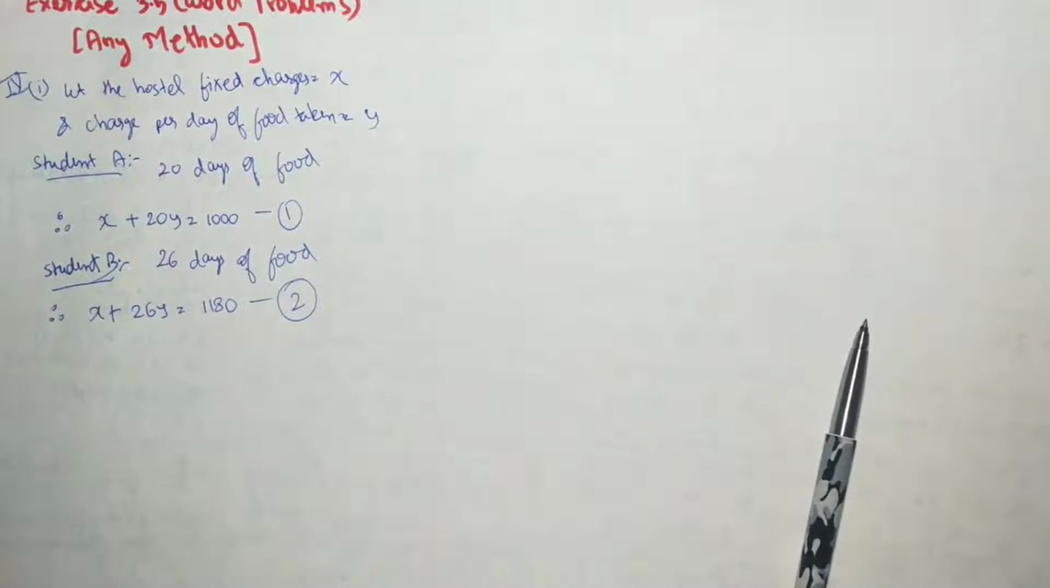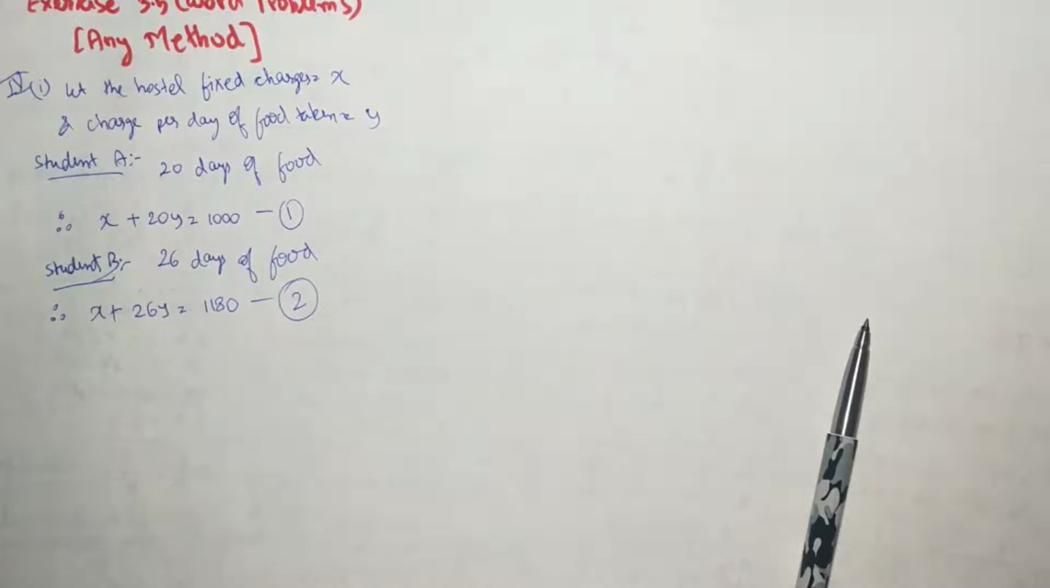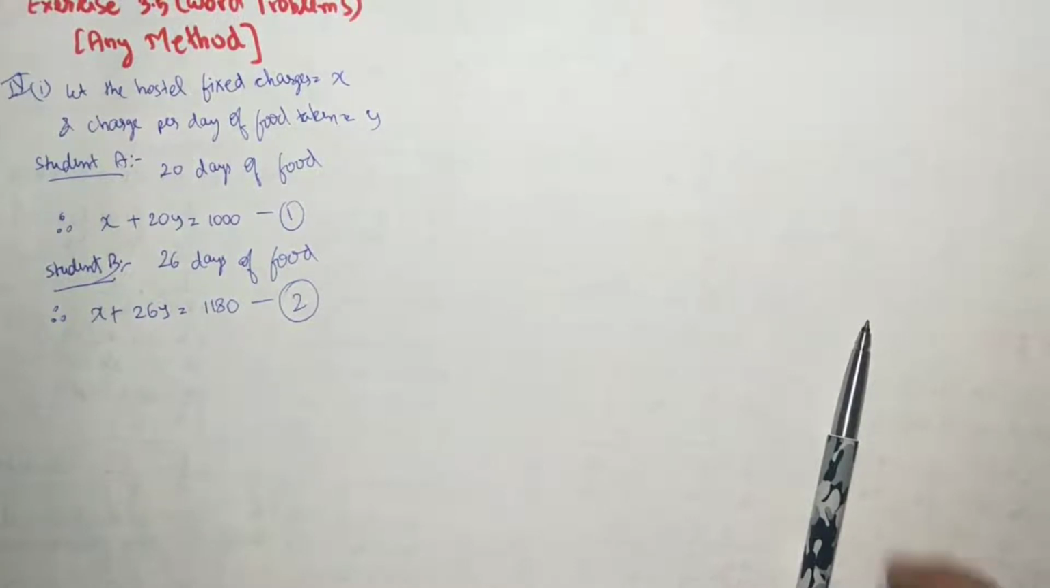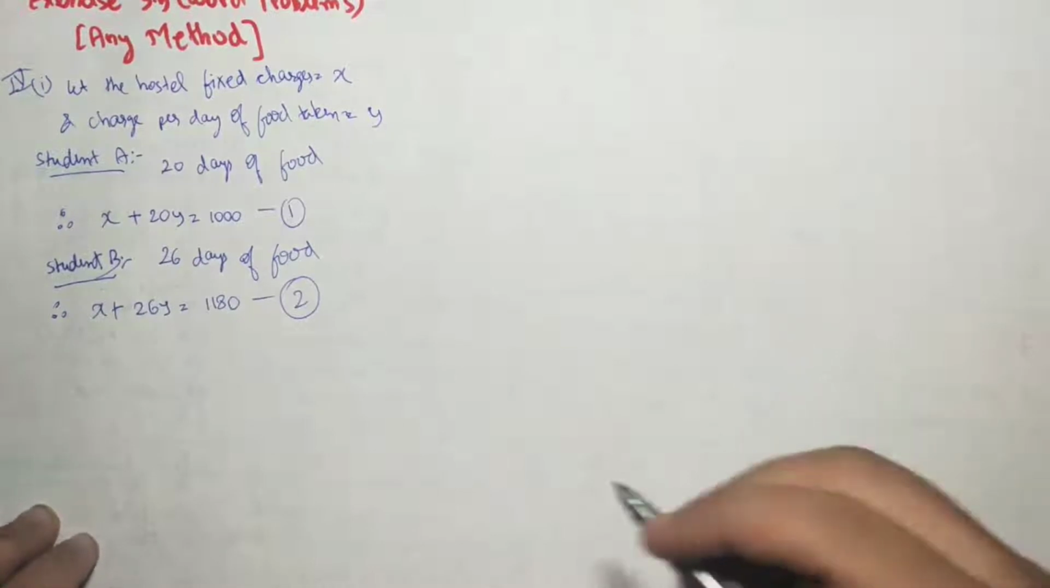My opinion is always solve these types of sums with elimination, but then too it's upon you, it's your wish. Whichever method you can apply, there is no harm in it. So solve these two equations, find the values of X and Y, and that's your answer. X is the fixed charges, Y is the hostel charges for the food per day. Let us proceed towards the second question.